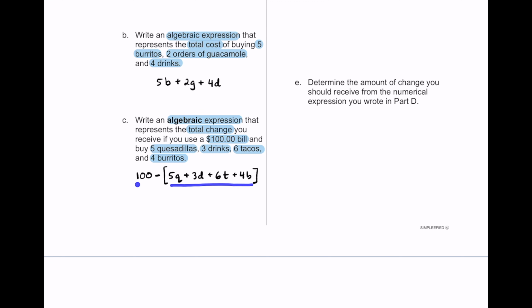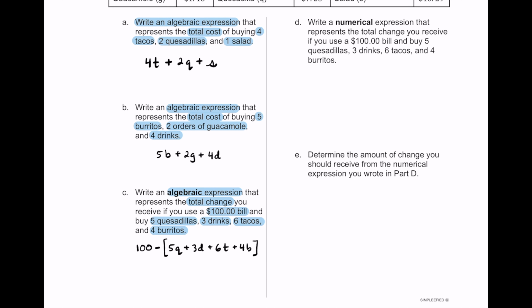So if you give them a $100 bill, you should subtract all the cost of food that you spent, and then you should get the change back afterwards. So this would be a good algebraic expression to write here. All right, let's move on here.